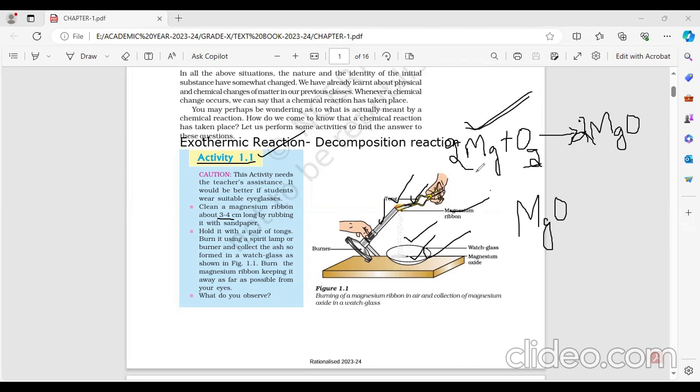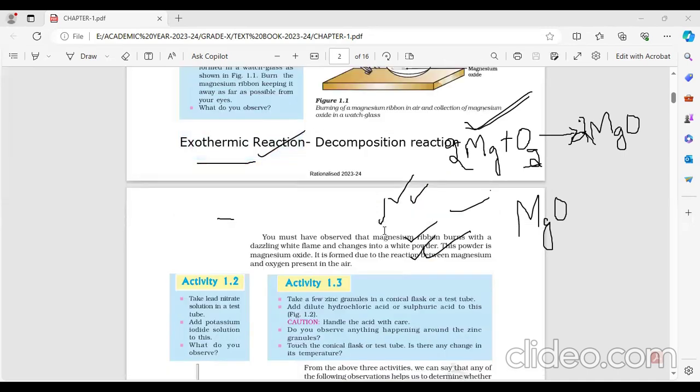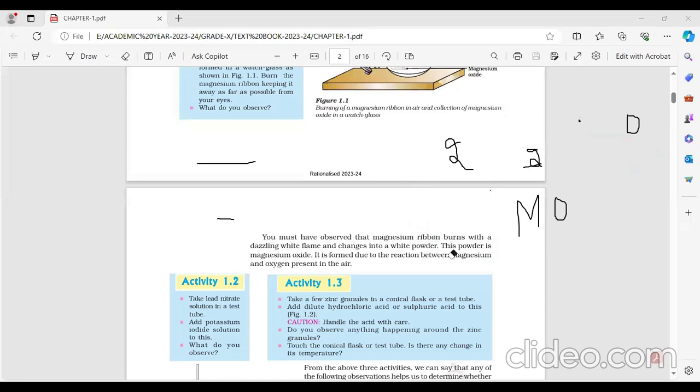These are the points that you need to remember in this chemical reaction. This is about the first page only, and here it is already given. So this is all about equation, activity 1.1. You must have observed that magnesium ribbon burns with a dazzling white flame and changes into white powder, and this white powder is called magnesium oxide. It is formed due to the reaction between magnesium and oxygen present in the air.